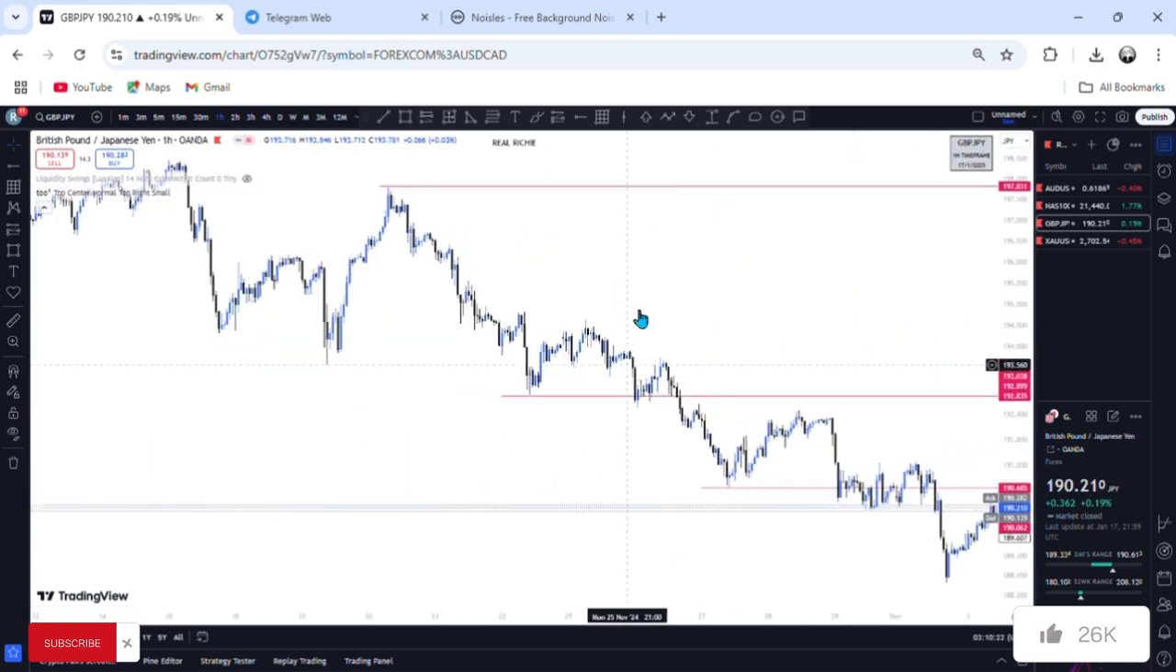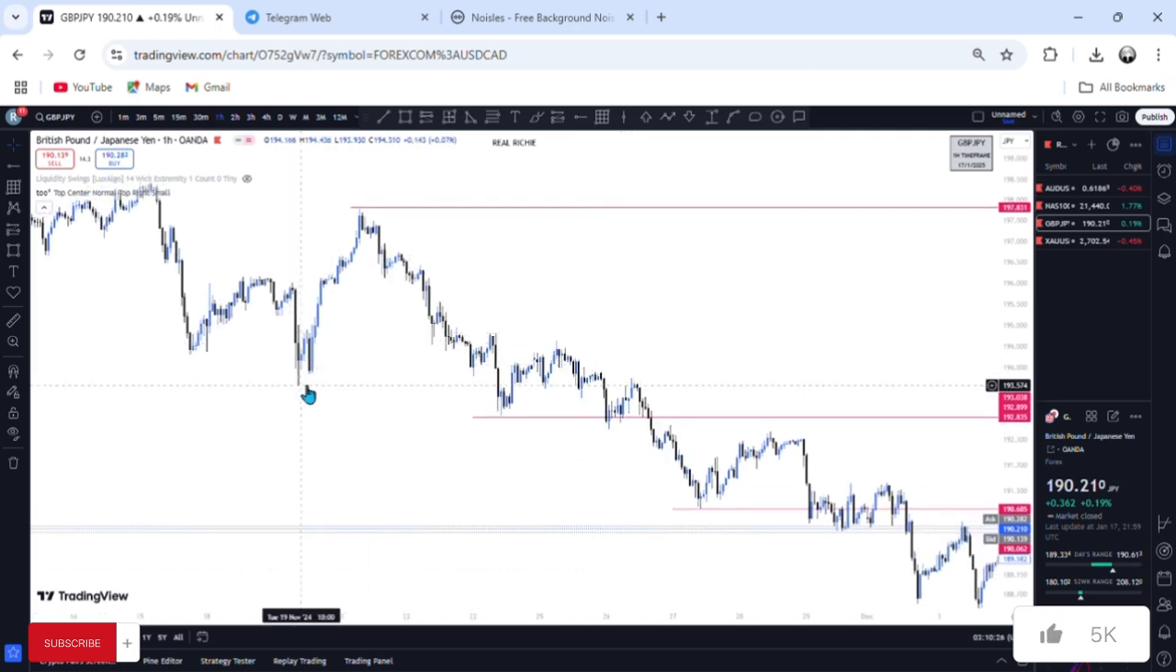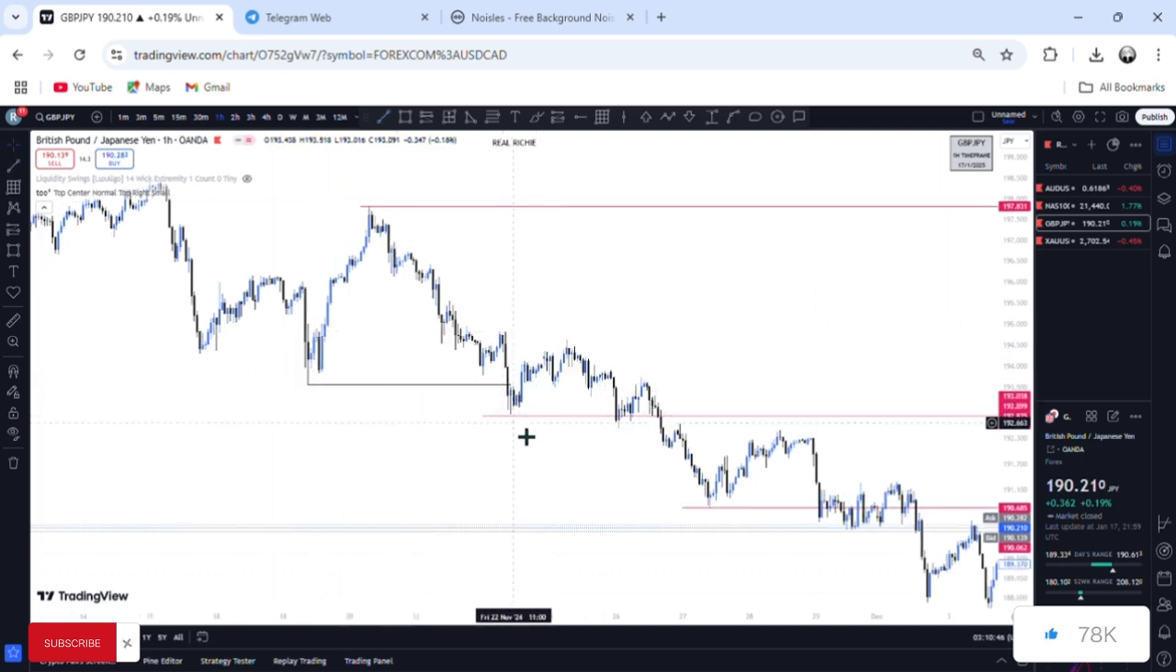Yes, exactly what I wanted. So price created a weak low, going to create a strong high. It came back to clear that weak low here, creating a break of structure.